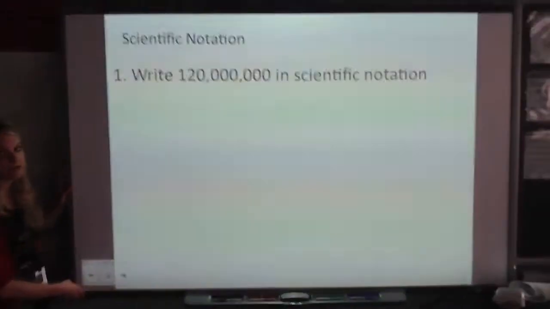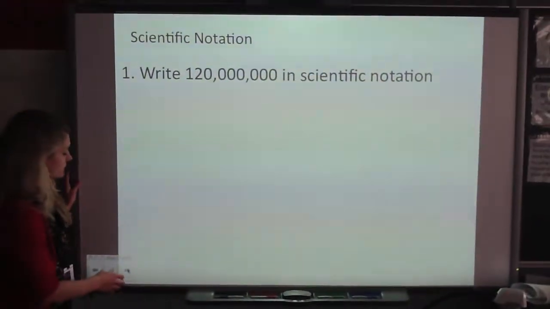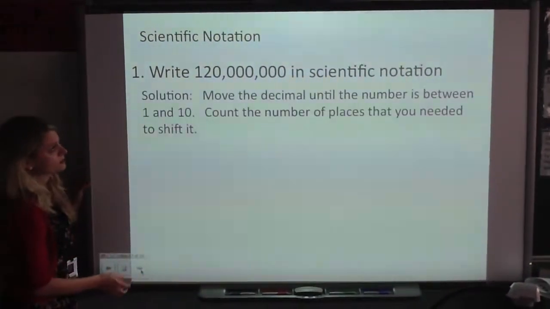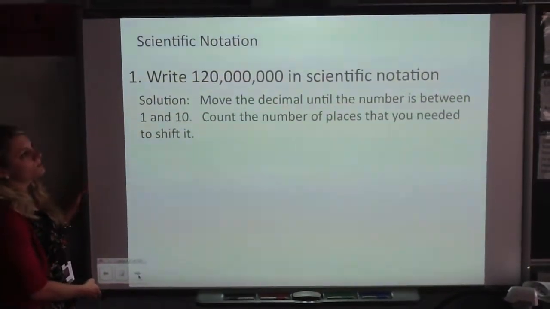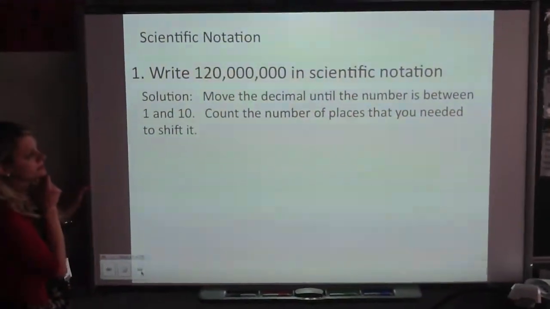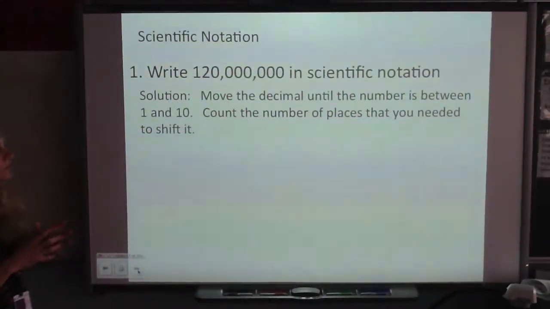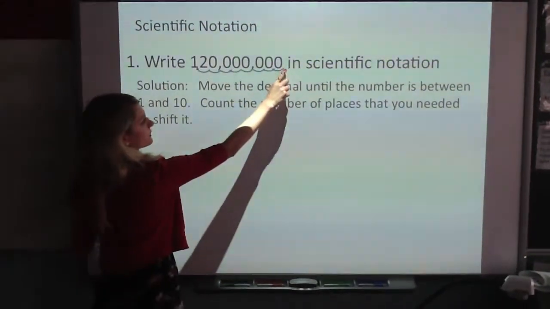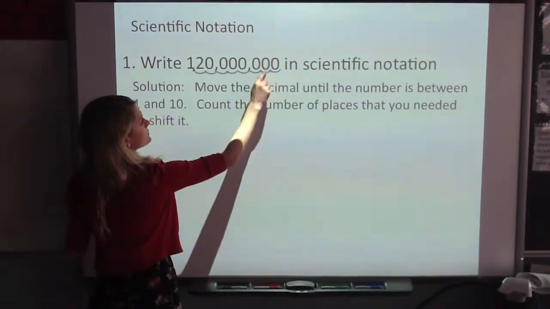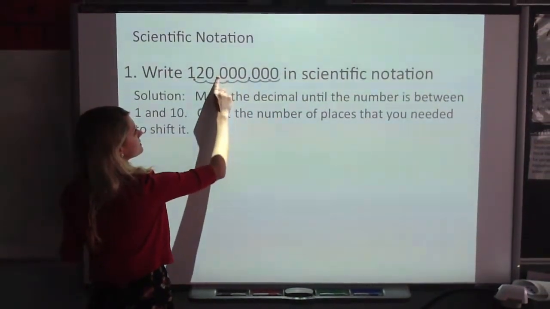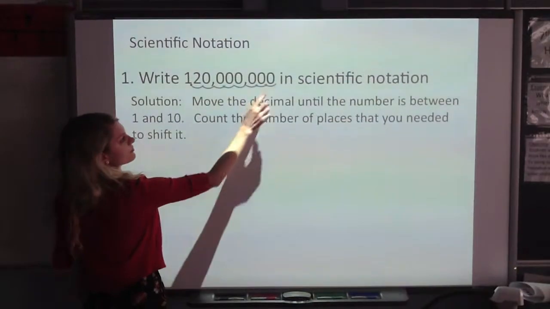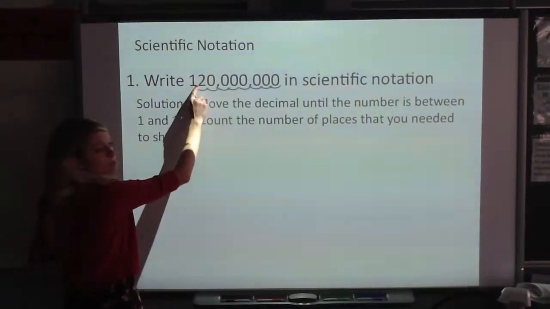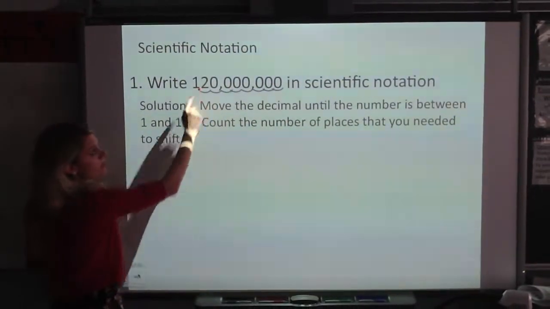Okay, moving on to scientific notation. As you remember with scientific notation, we're taking this really, really big number, and we're asking you to write it in scientific notation. We want to move this decimal until the number is between 1 and 10. To do that, we're going to count the number of places that we need to shift. We start at the end, and we count over 1, 2, 3, 4, 5, 6, 7, 8. So I have to move my decimal point 8 places so that this number is between 1 and 10, because 1.2 is bigger than 1, but less than 10.